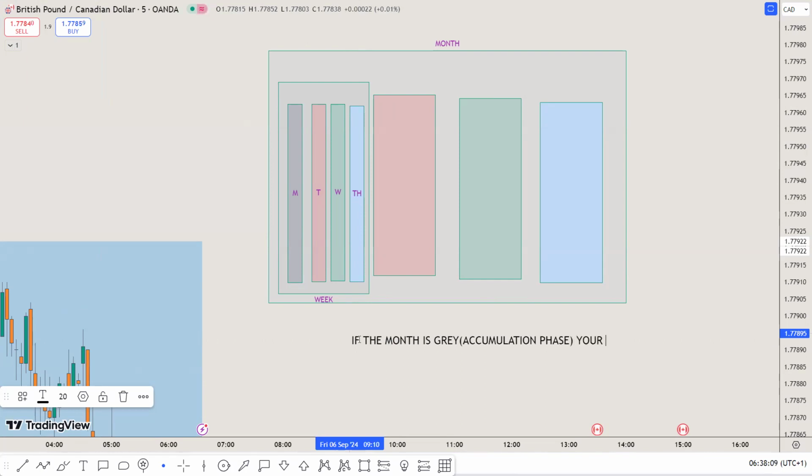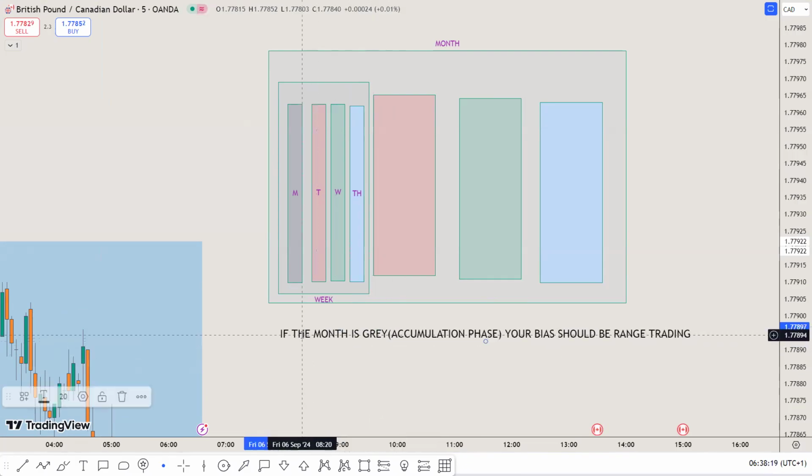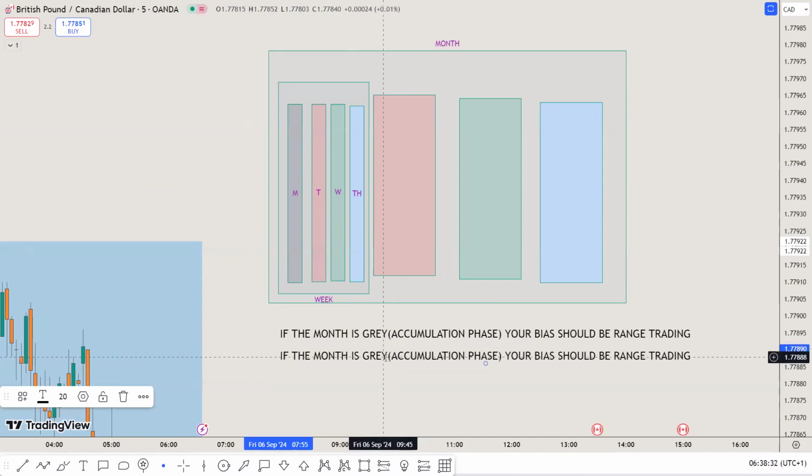your bias should be range trading, right? If the month is what? Red, which is, of course, the next phase, isn't it?